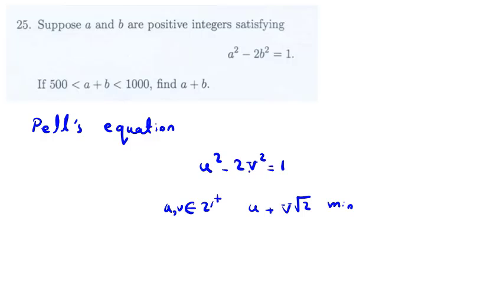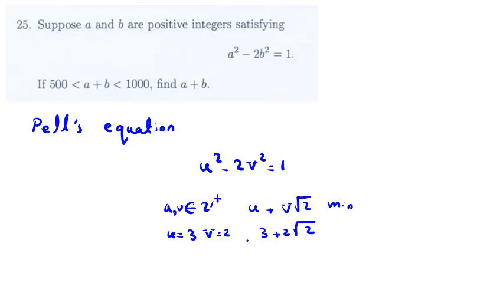If we check, for example, u equals 1 is impossible. 2 squared is 4, minus this, u should be odd. So 3 squared is 9. If we consider u equals 3, it will be 9 minus 1, 8, 8 over 2, 4, and v equals 2. And you can see that 3 plus 2 root 2 is the minimum case.